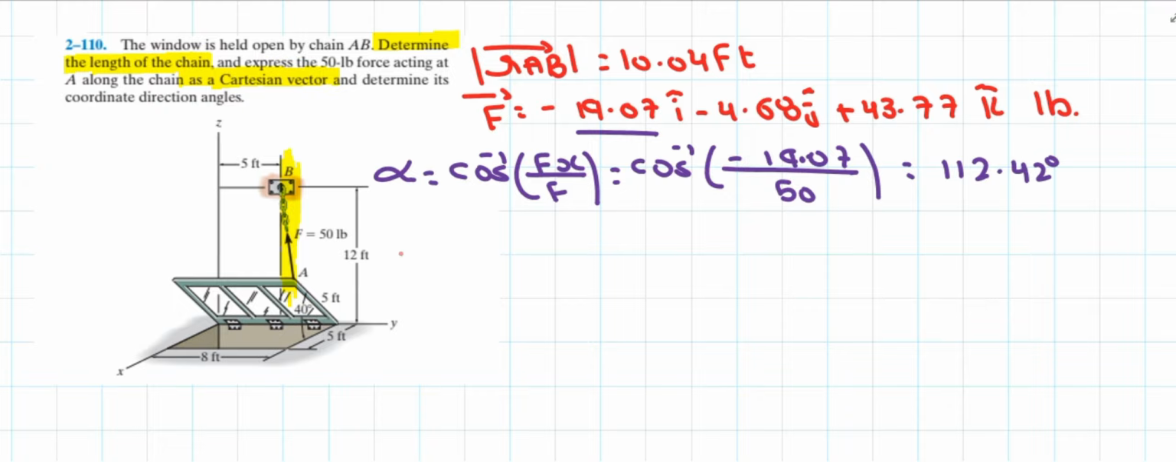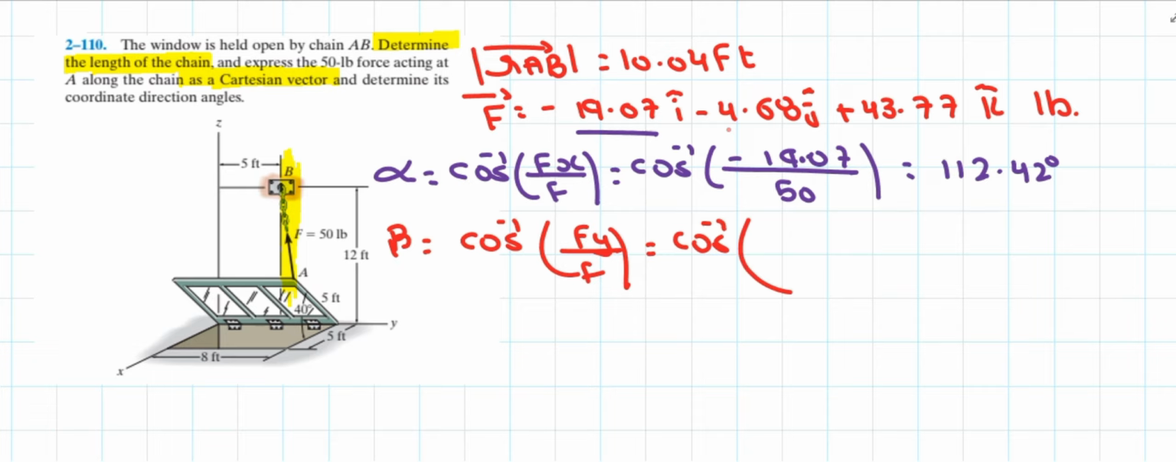Again, beta is equal to cos inverse of Fy upon F. The value of Fy is negative 4.68, and the value of F is 50. So negative 4.68 divided by 50 is equal to negative 0.0936, and if you take the cos inverse of this value, it is equal to 95.37 degrees. Again, the last one is gamma.